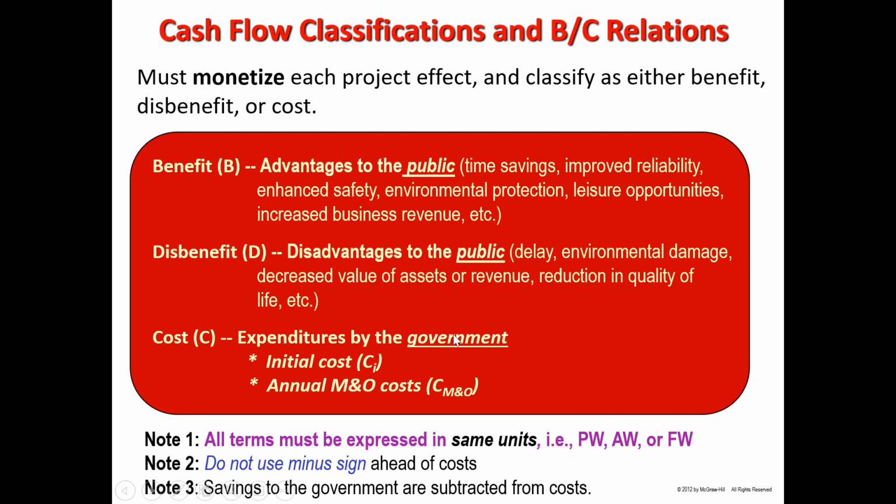In order to put all of these things together in a formula, we need to take them to the same time frame. So we have to take all of the benefits, all of the disbenefits and costs to the present, for example, before we can compare them and do calculations with them. And so if the annual maintenance and operations costs are on an annual basis, then we need to take them to the present before we can combine them with the initial costs and do other calculations as well.